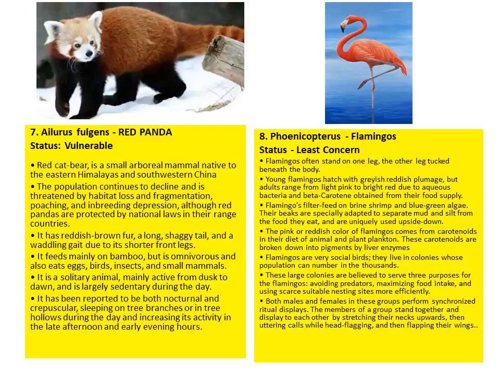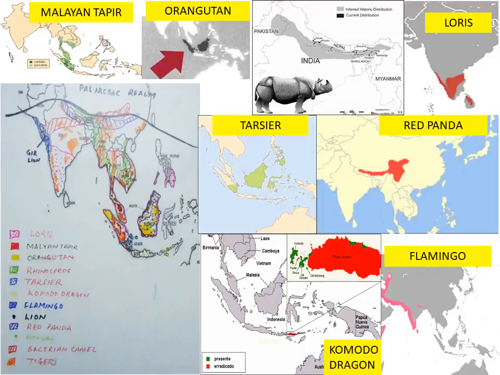Both male and female perform synchronized ritual displays. The members of the group stand together and display to each other by stretching their necks upward and then uttering calls while head flagging and then flapping their wings. So proper display ritual is performed by the flamingos in large number. So this is the distribution of animals in the oriental plain.